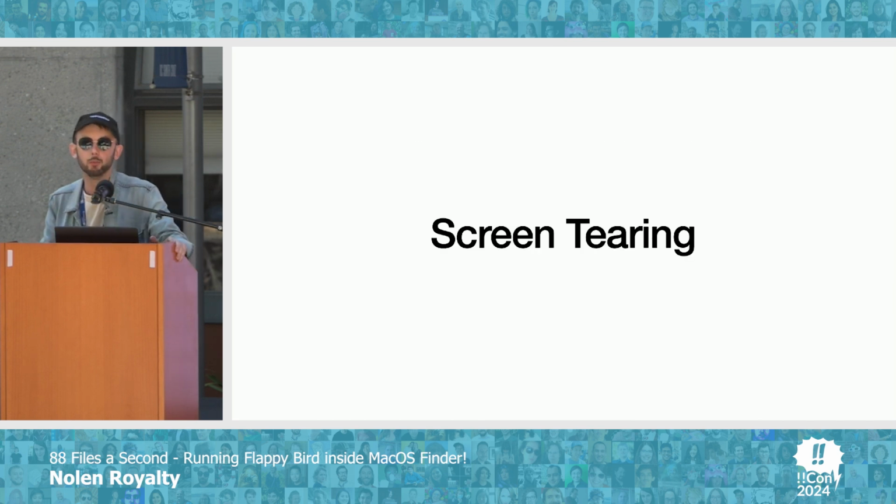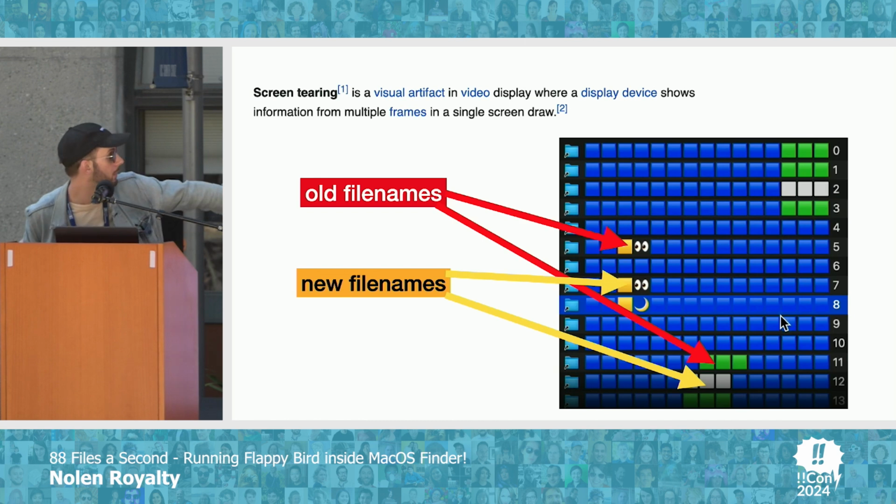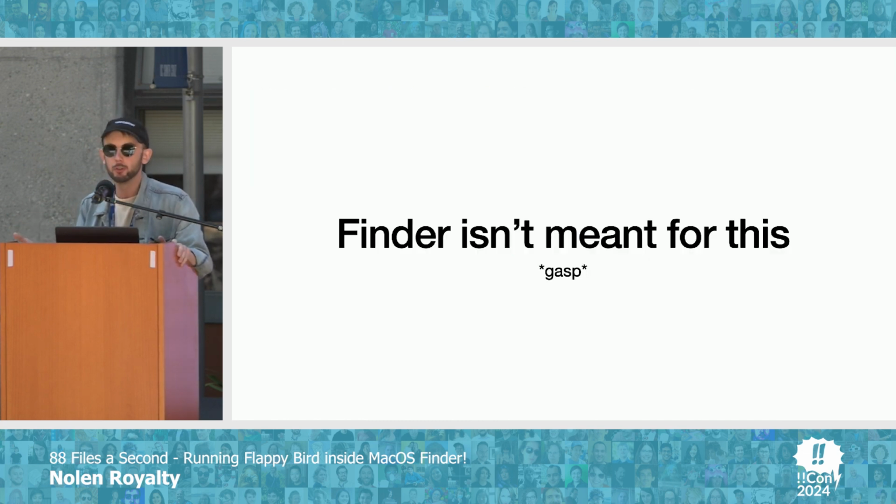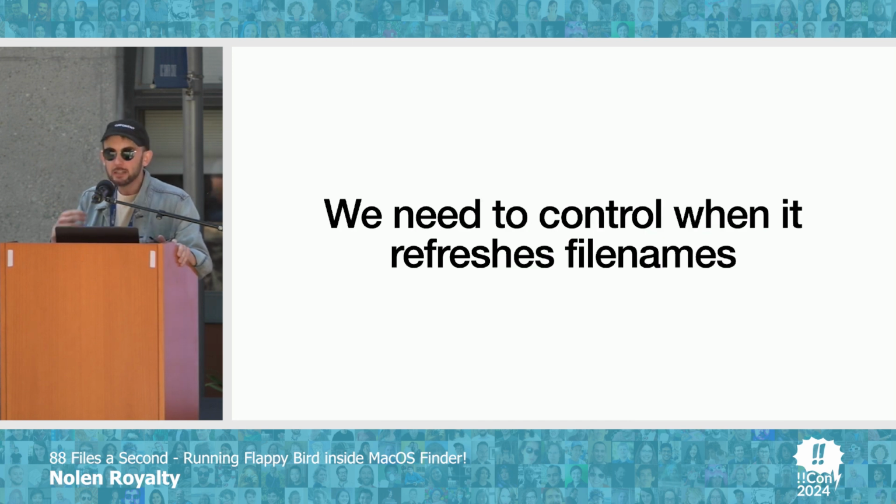We've got another problem though. Maybe you saw it: our screen was tearing. That looks like this. That's one of the frames from the video. What's going on there, and this is a common problem in graphical programming, is that we have old file names and new file names being displayed at the same time, which results in the pipe at the bottom of the screen being torn. Finder isn't meant for this, which I know is a surprise to the audience, but we need to control when it refreshes those file names in some way. So what do we do?